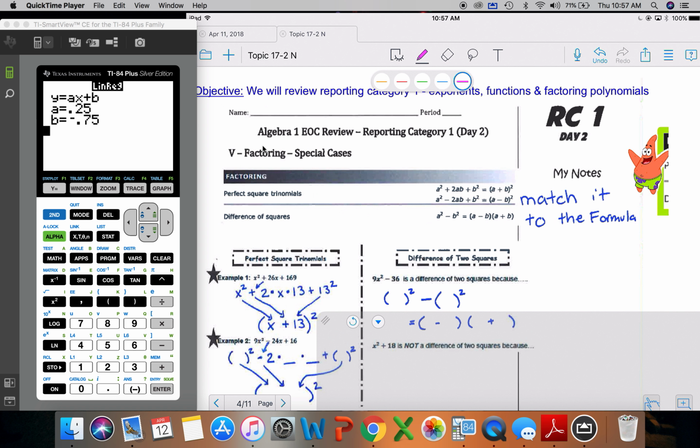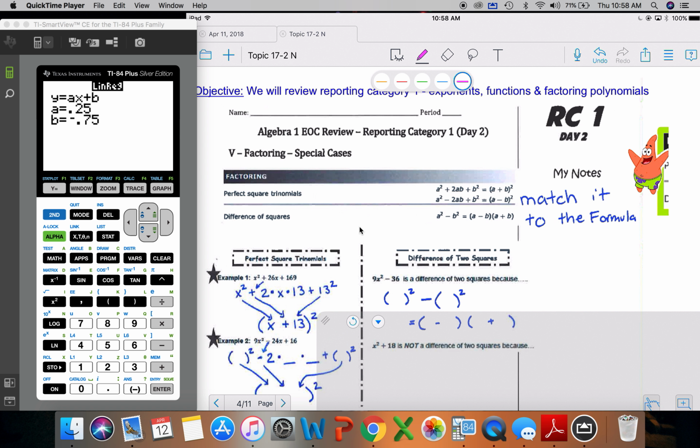This video covers Reporting Category 1, Day 2. In Reporting Category 1, as we saw on Day 1, there's factoring involved. Day 2, what we're looking at today, or in this video, is factoring special cases. So on Day 1, we reminded you how to factor with the box, and then today, or in this video, we're reminding you how to factor special cases.